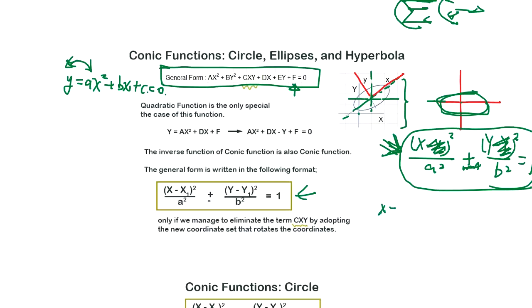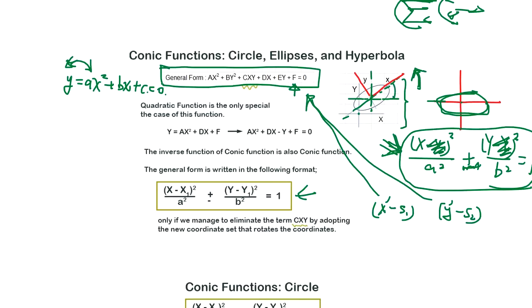Shift 1, shift 2, you enter this. This is a new coordinate, right? And move to the center. Then how about tilting? How do you correct this tilting? You select carefully the coordinate with some angle. That is called coordinate rotation.